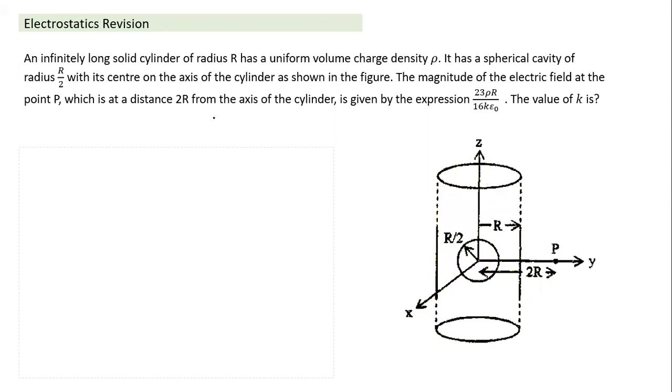This is cylindrical symmetry. A long, infinitely long cylinder of radius r has uniform charge density rho. It has a spherical cavity of radius r by 2. This is the spherical cavity here. And we need to find the field at a point P, which is at a distance of 2r. So first, if we need to find the field at a point at distance r from the center, in the case of a cylindrical charge distribution, what kind of Gaussian surface do we need to take?